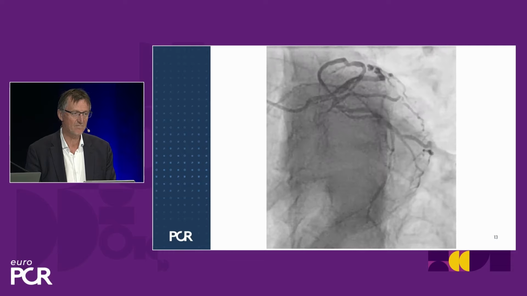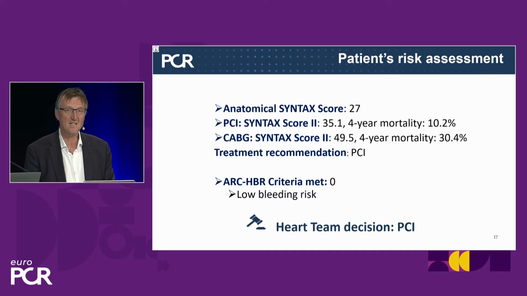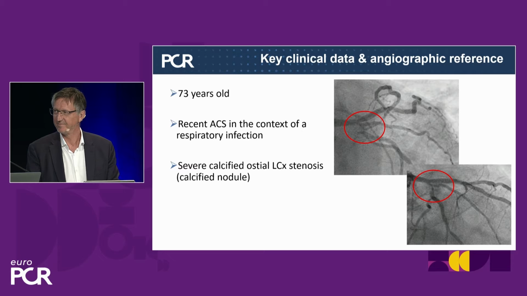So these two bifurcations led to an intermediate SYNTAX score of 27 and an estimated SYNTAX 2 score for 4-year mortality with PCI of 10.2 and with CABG of 30.4. So the recommendation from the heart team was PCI, also due to a very low bleeding risk estimation. So the decision was PCI, and I will hand back to Emanuele to take over. Thank you very much, Evald.